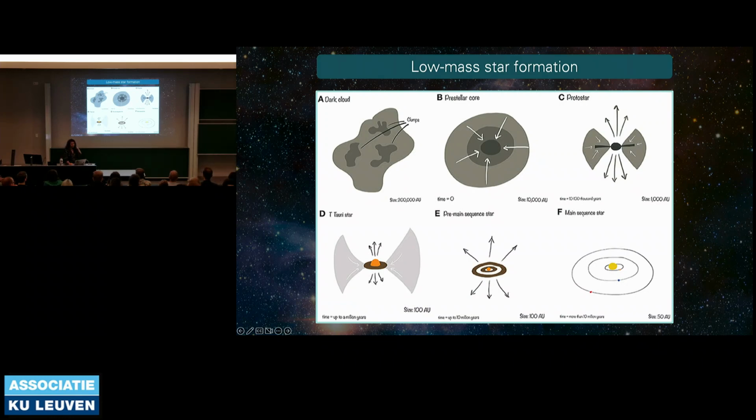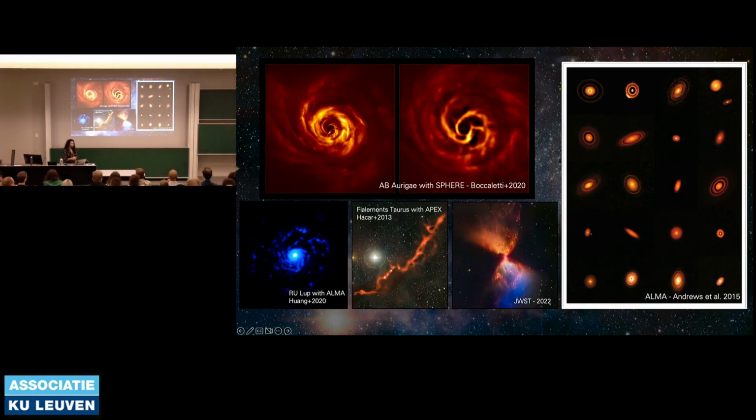And low mass star formation is pretty well known, also from the observation side, because they are pretty bright in different wavelengths. So we can actually have snapshots of the different stages that I just talked about. Using ALMA, for example, JWST more recently, SPHERE at the VLT, but also APEX in the radio, you have a really nice understanding of how low mass star formation works from a different range of wavelengths.